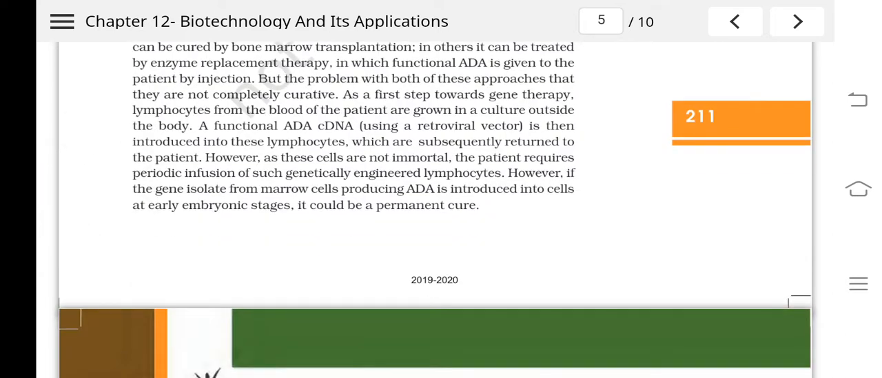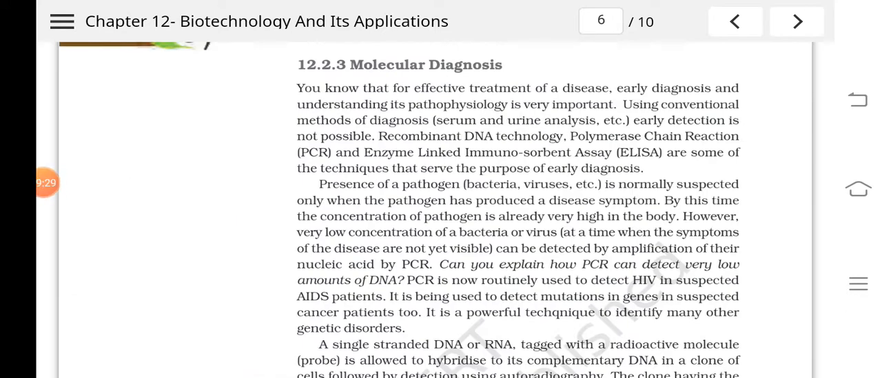Is it clear? Then the next field where biotechnology is useful in medicine is molecular diagnosis. Okay, that is, if a disease has to be treated well, its early diagnosis is very important, isn't it? Understanding of its pathophysiology, and its early detection is very, very essential. Okay, so using conventional methods of diagnosis, how will we identify?